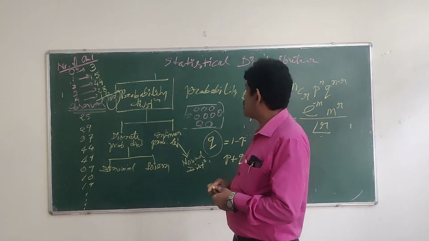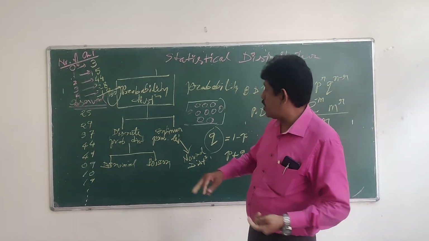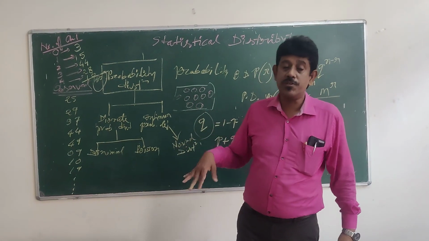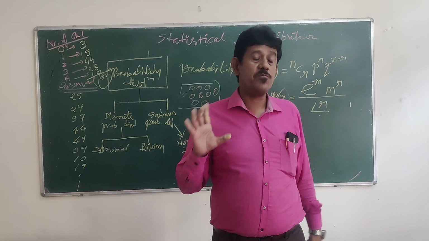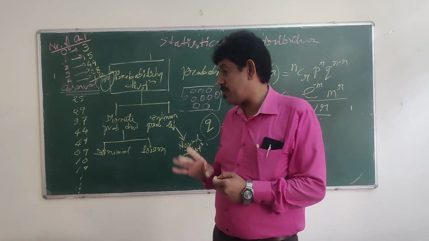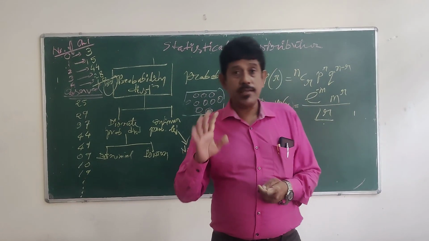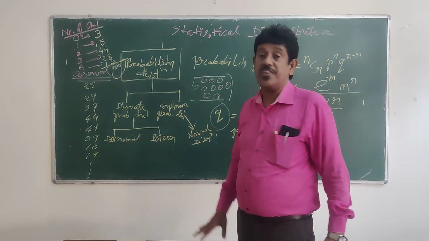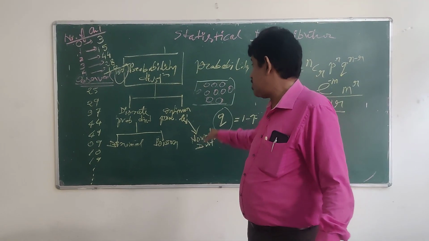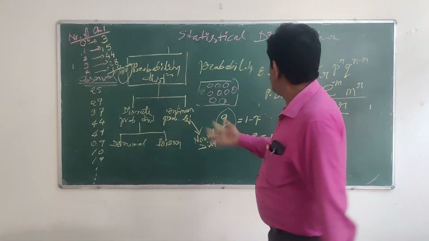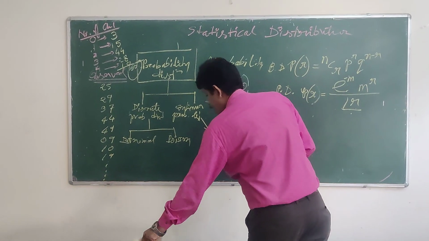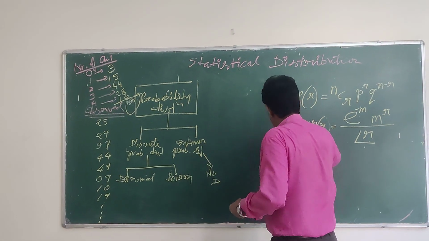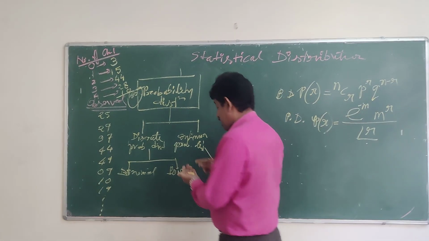In case of normal distribution, many people find the concept of normal distribution very hard. But I suppose that normal distribution is the easiest of the three things. So to know normal distribution, you have to first know what is known as the normal curve.